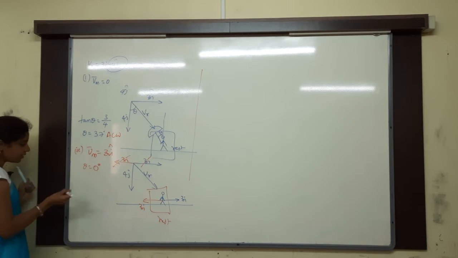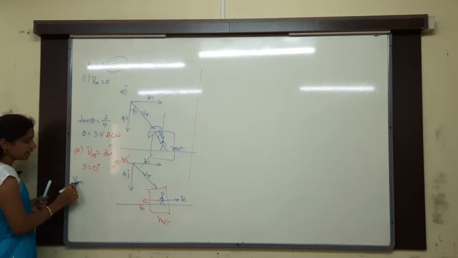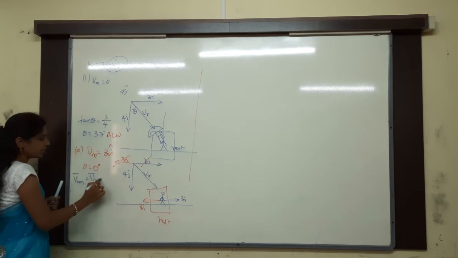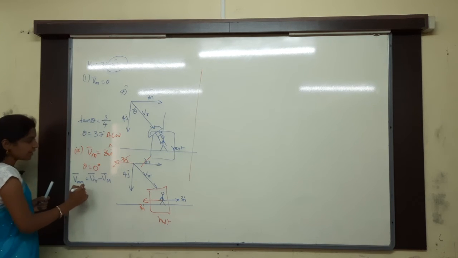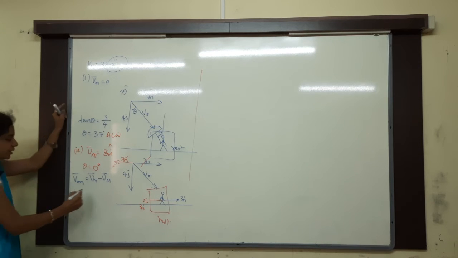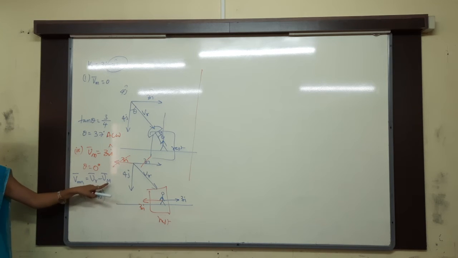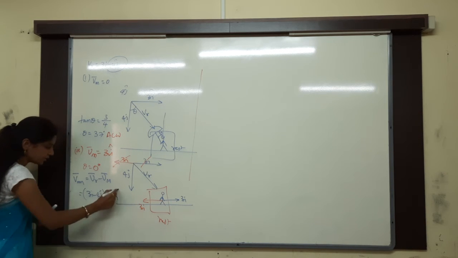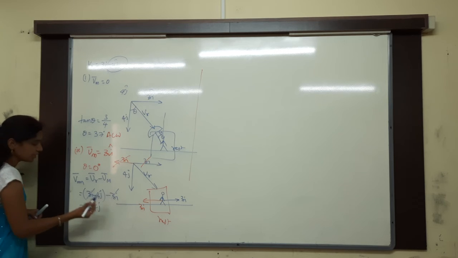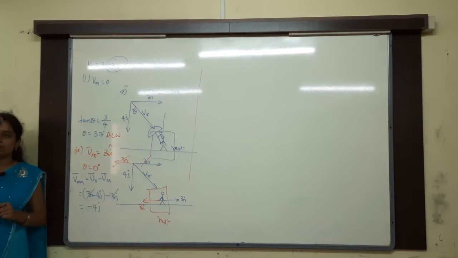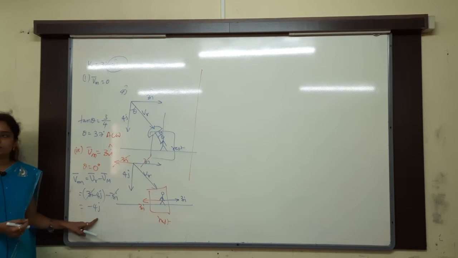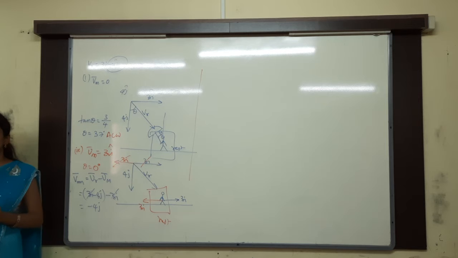The relative velocity of the rain with respect to the man is VR minus VM. What is the VR value? VR is 3i minus 4j, minus VM which is 3i. What remains is only minus 4j. Minus 4j means rain is falling in the vertically downward direction. The relative velocity is vertically downward, so he has to hold the umbrella in the vertically upward direction.